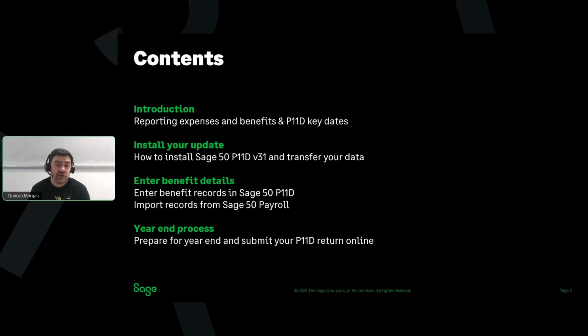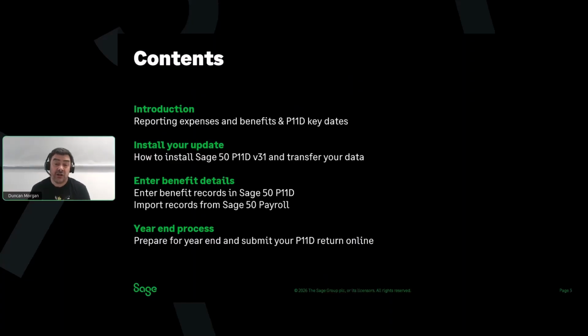We're then going to go through the practical side of things, starting with installing the latest P11D update. So we'll show you how to check that you're on version 31. And how to transfer any existing data from version 30 of Sage 50 P11D.